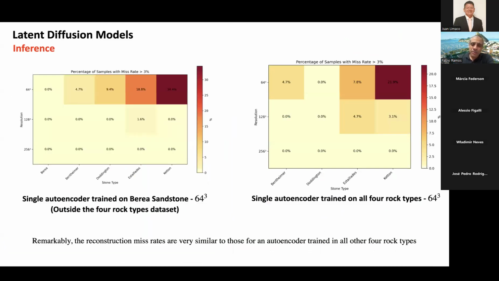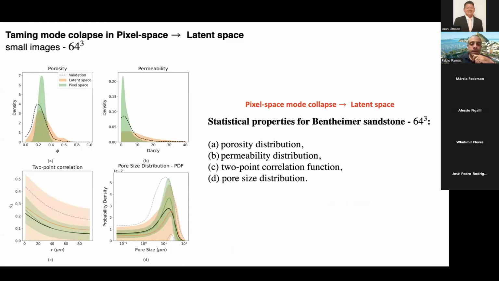I don't have time to talk about this, but I just want to say that our autoencoder is very good. We train on the 4 rocks at the same time, but there's a nice property: we have these 4 rocks, and then we train an autoencoder on a different rock from another data set. And you still can compress data here. So there's a universality of rocks, right? So we tame the mode collapse. It goes from this to that, right?